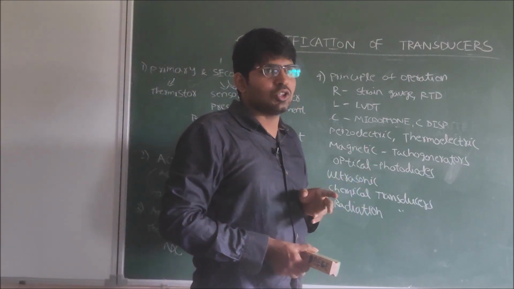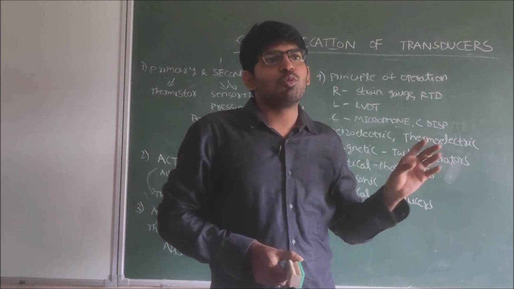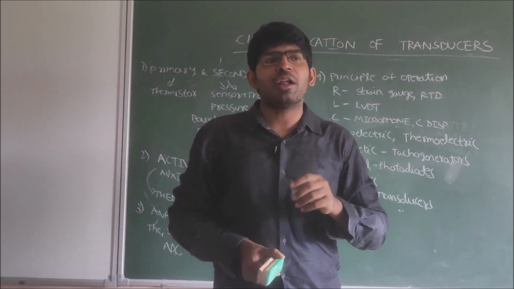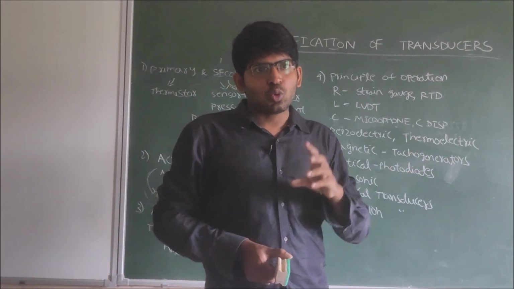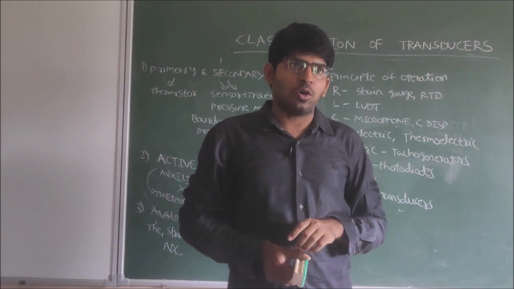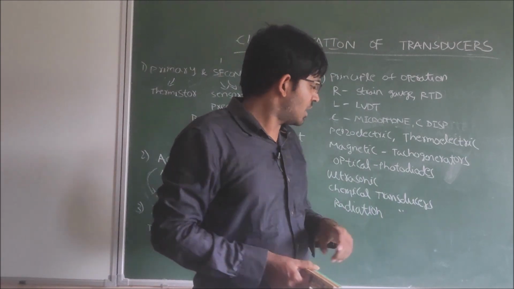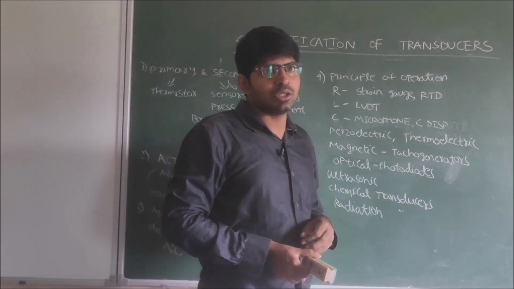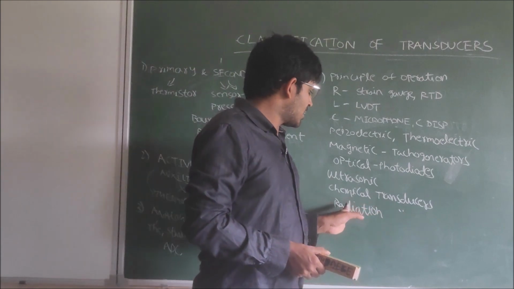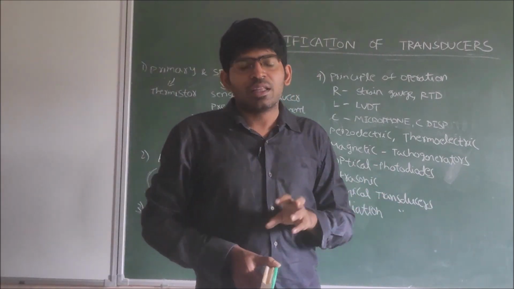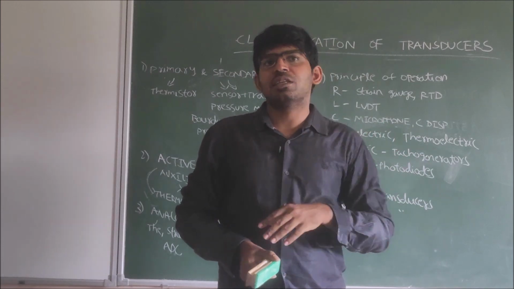Next one is optical transducers. These change light information into an electric signal. Examples are photodiodes and phototransistors. Next one is ultrasonic transducers. Based on ultrasonic waves they work, and accordingly they generate the electric signal. Next one is chemical transducers. They convert chemical reactions into an electric signal. Next one is radiation transducers. They convert radiation information into an electric signal.